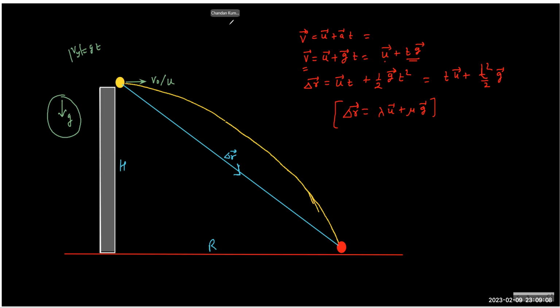Just two things, or you can say three things. H, the height of the tower, is given. V naught, the velocity of projection, is given. And the acceleration is given to you, which is G here. So if you want to find the time of flight, what do you do to get it?